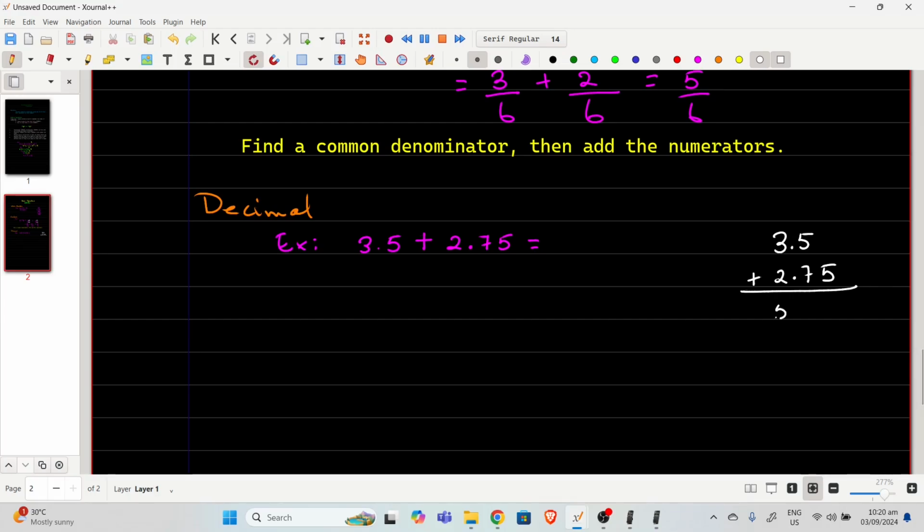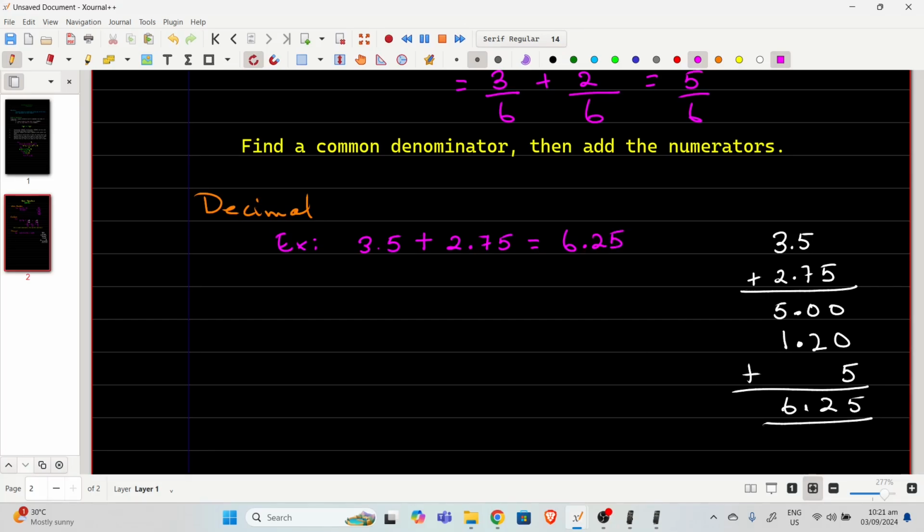So 3 and 2 is 5. Put a point and then put a 0, 0 at the end. 7 and 5 is 12. So I'm going to put 1, put a point, a 2, and a 0 at the end. 5, just have that 5 there. And notice that when I add it, 5 and 1 is 6. 2 and 0 is 2, and then 5, 0, and 0 is just simply 5. So we get 6.25. All right.